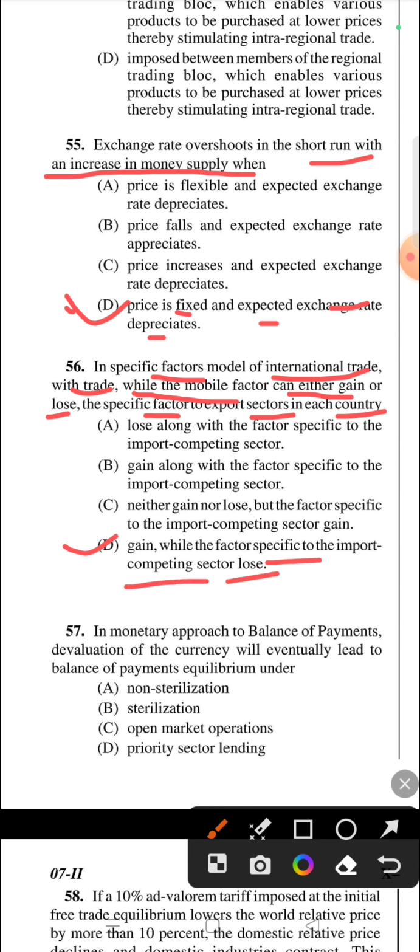Question number 57. In the monetary approach to balance of payments, devaluation of the currency will eventually lead to balance of payments equilibrium under option A, non-sterilization.